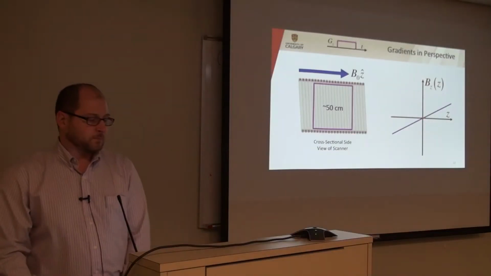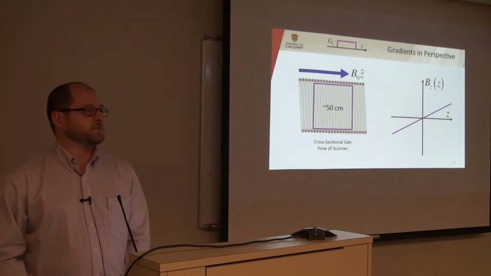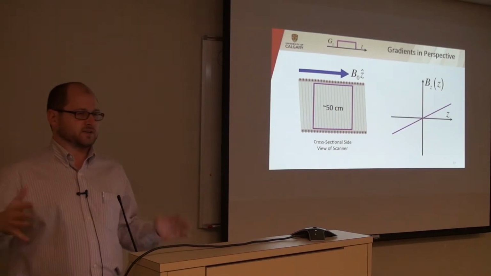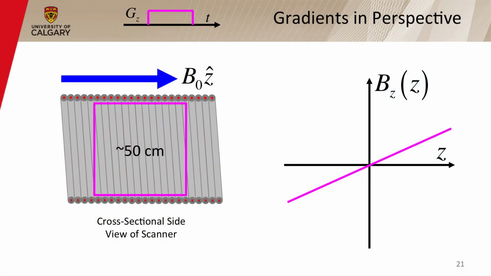Now, just to give you some perspective of the amplitudes of the Z shift that we're imparting to this large sample that we're trying to collect data from. If you typically think about the maximum allowed imaging field of view in most clinical scanners, it is on the order of 50 centimeters.